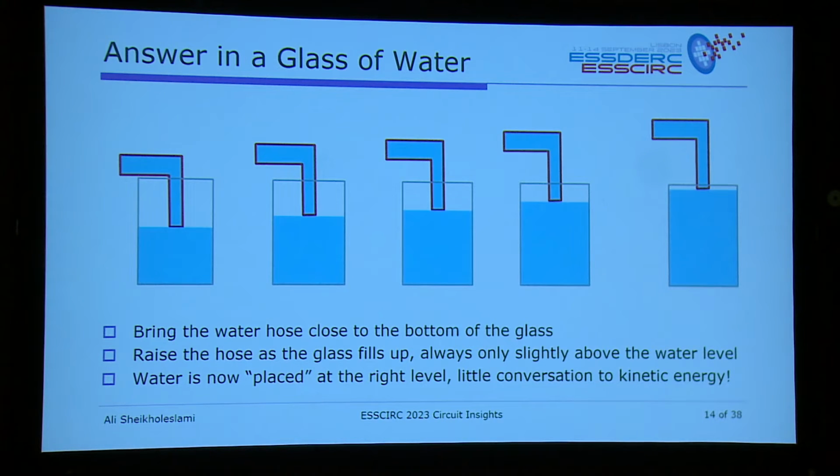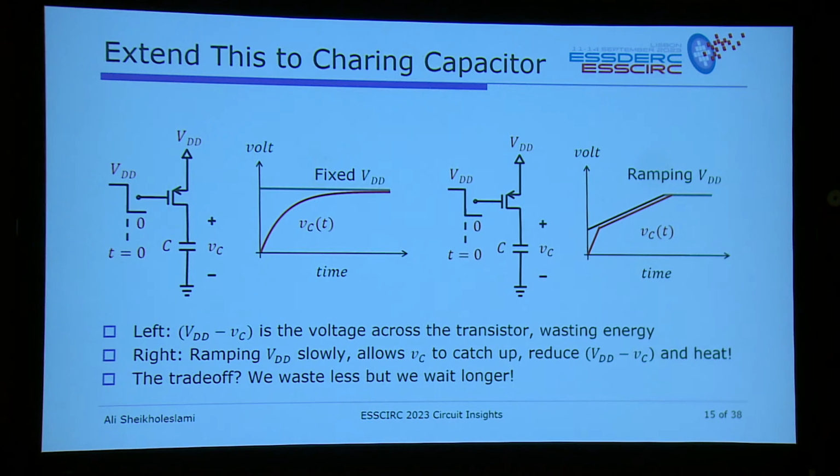We should not keep the VDD, which is your water hose, to the top and then have an empty capacitor. We need to bring your VDD down to ground and then gradually bring it up. And believe it or not, this is exactly the circuit that is known as adiabatic circuit.